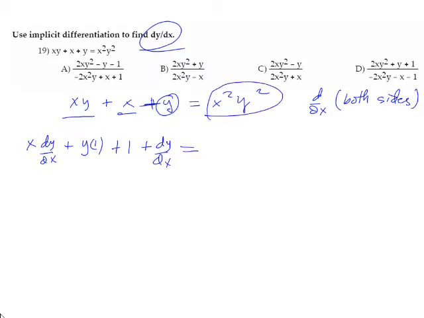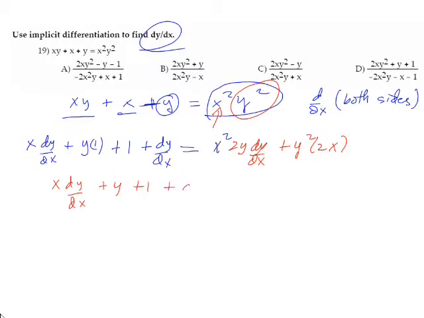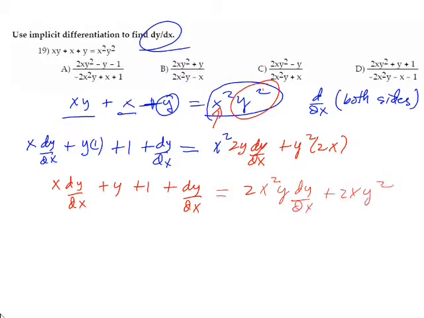Taking d dx of x squared y squared, we have to use the product rule, so we get x squared times d dx of y squared, which would be 2y dy dx, plus y squared times d dx of x squared, which is 2x. So multiplying all this out, I get x dy dx plus y plus 1 plus dy dx, excuse me, that's an equal sign now, equals 2x squared y dy dx plus 2x y squared.